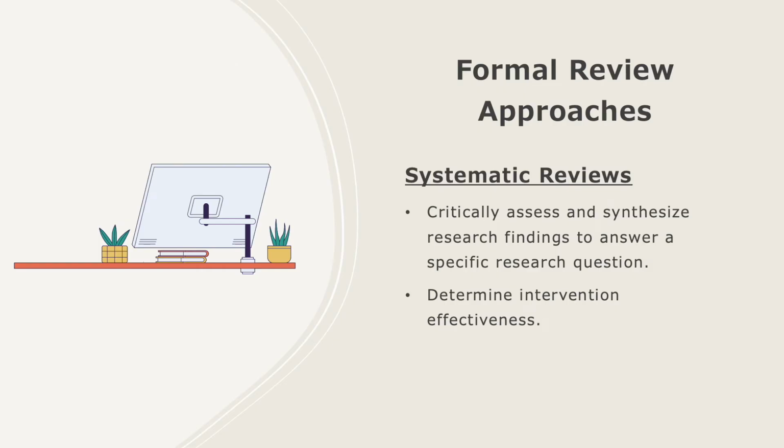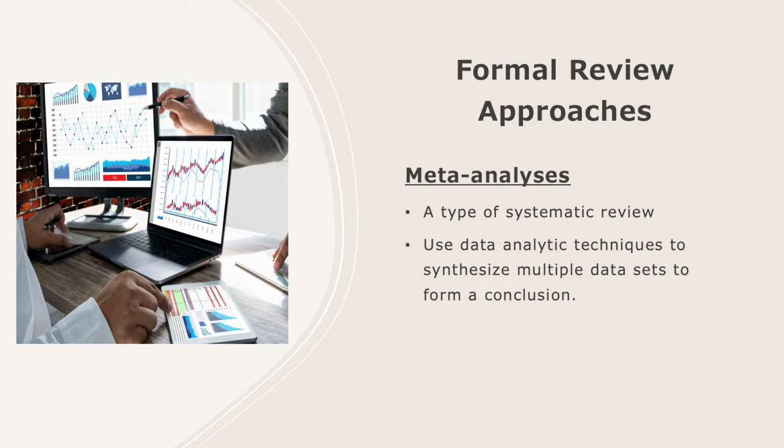The two most common formal literature searches include systematic reviews and scoping reviews. Systematic reviews aim to critically assess and synthesize available research findings to answer a specific research question. They are often used to decide whether an intervention is effective, including an assessment of the strength of the supporting evidence. Meta-analyses, a type of systematic review, involve using data analytic techniques to synthesize multiple data sets to form a conclusion about the overall effectiveness of an intervention. For more information on conducting systematic reviews, please reference the course website.